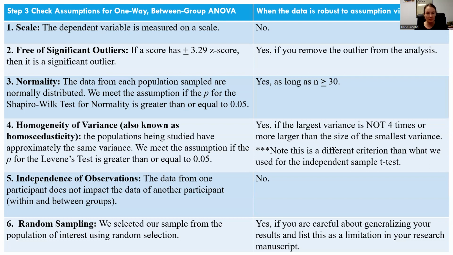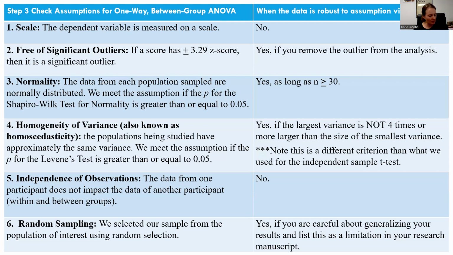So then our fourth assumption is homogeneity of variance. Sometimes you hear this referred to as homoscedasticity. This is when we say that the populations being studied have approximately the same variance. The way that we test this is similar to what we did for normality, but for homogeneity of variances, we look at the p-value for something called Levene's test. If the p-value for our Levene's test is greater than or equal to 0.05, then we meet the assumption. If our p-value is less than 0.05, then we violate the assumption.